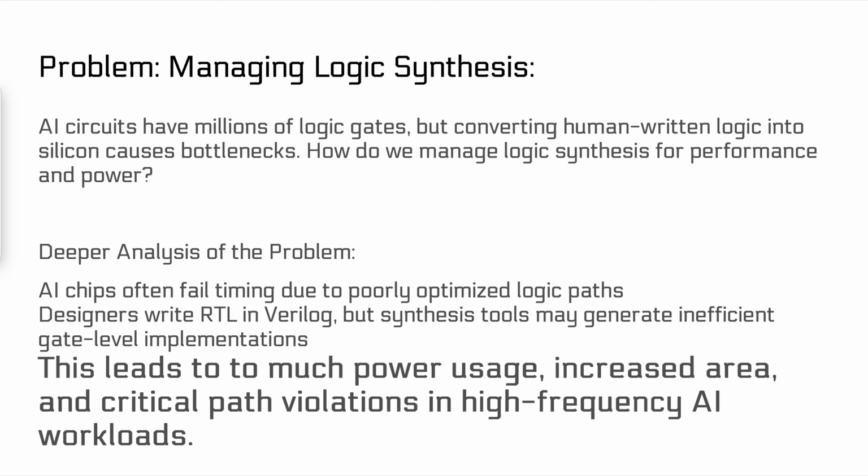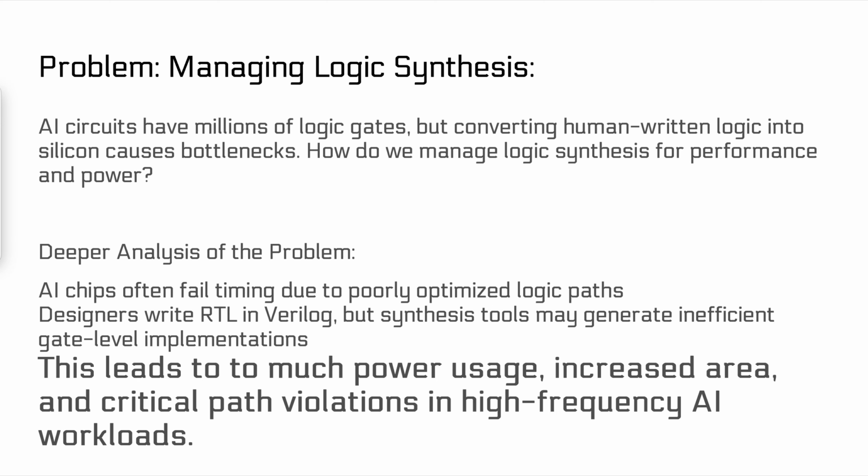So here we present a problem, and then we arrive at the conclusion of why you need to know coding to solve this problem. The problem itself is about managing logic synthesis. Here's a brief description of the problem. Some background: some AI circuits have millions of logic gates, but converting human written logic into silicon causes bottlenecks. And the question is, how do we manage logic synthesis for performance and power?